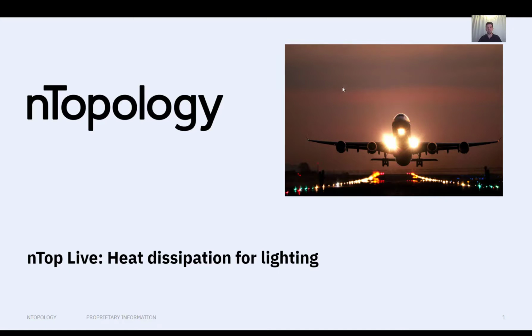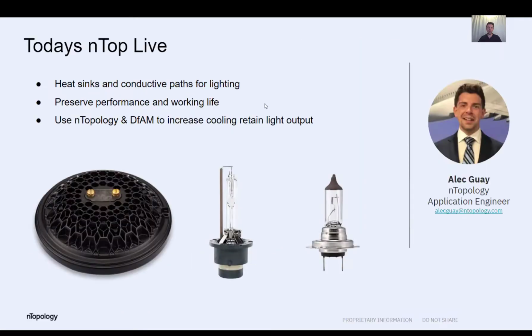So let's take a look at our outline for today. One thing that we have here on the left is an aerospace grade landing light, and usually these have a really hard working life. They're very reliable. We know exactly how much power they're going to be consuming, and we also know what the small working area is, the design space, if you will, for this package.